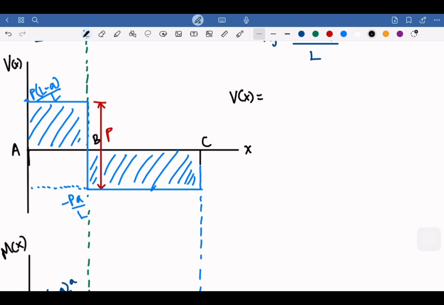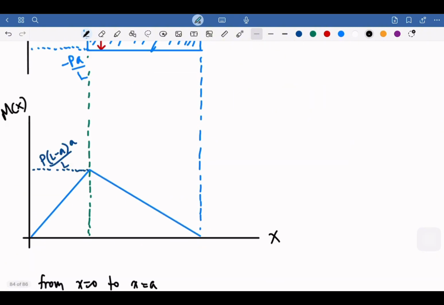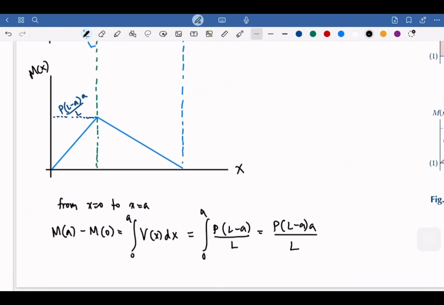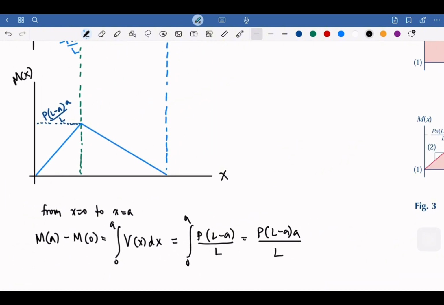is a constant, P (L minus a) over L, for x equals 0 to x equals a. So we have this V(x), a constant. So basically this is just an integration of a constant, which is basically we just need to multiply with a, which is P (L minus a) multiplied with a over L. Okay, this is if you need to confirm or make sure that this is correct.